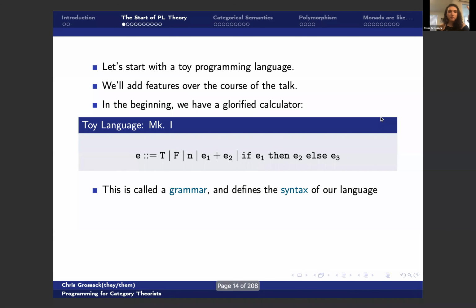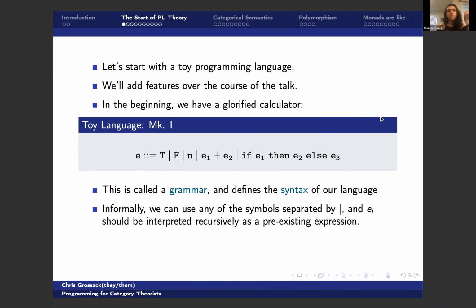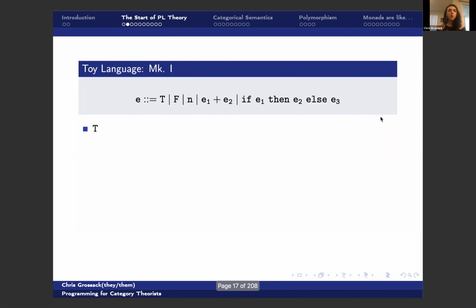Let's talk about what this means. This is called a grammar, and it defines the syntax of our programming language. So T, F, and N are going to be things that we can always write down. And then if we have two pre-existing expressions, we're going to recursively build up new expressions from these. I think a definition by examples is probably the best way to talk about what I mean. So T for true is going to be an expression in our programming language, and that's because you can see T right here is a thing that we're allowed to write down.